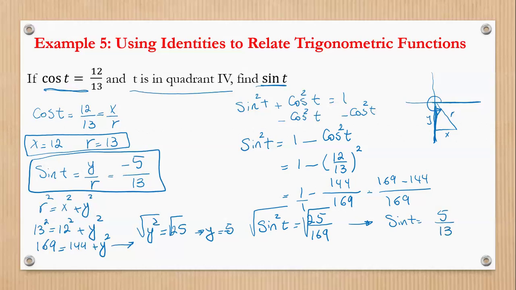Again, when we take the square root of both sides, we need to know if it's positive or negative or both. In this case, since t is in quadrant 4, we only have to accept the negative sign, which is negative 5 over 13. And you see we get the same answer. There are different ways you can do it: you can use trigonometric identities, you can use right triangle properties. Whichever one you feel more comfortable with, you can use that one.